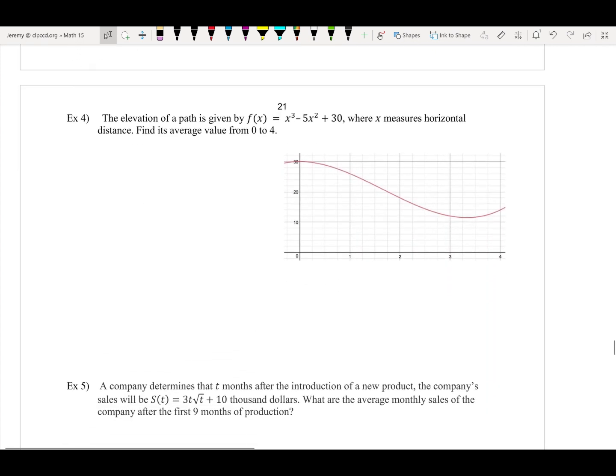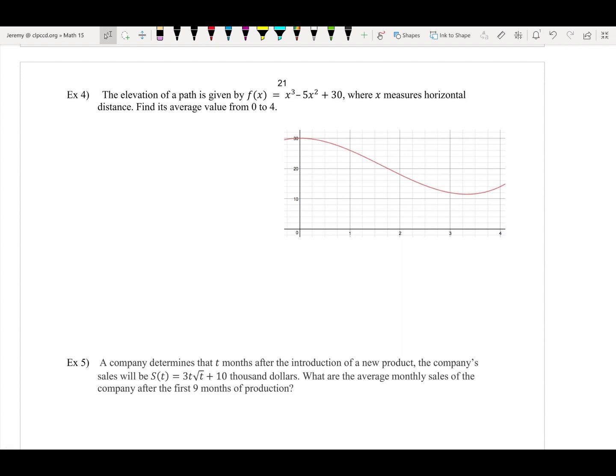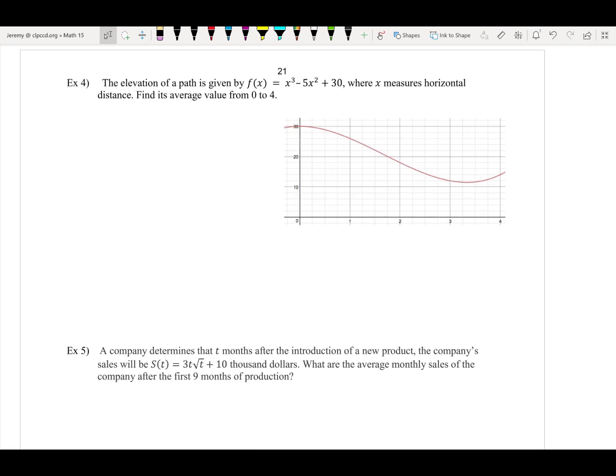Let's find some average values. Here's a typical example. The elevation of a path, maybe some trail or something like that, is given by f of x equals x cubed minus 5x squared plus 30, where x measures horizontal distance. Okay, and then the output value is the elevation. Find its average value from 0 to 4. So we're essentially on a hike, and we're hiking for 4 miles, let's say, and we want to know what's the average elevation of this path. That's what we're going to find. So it's graphed over here to the right.